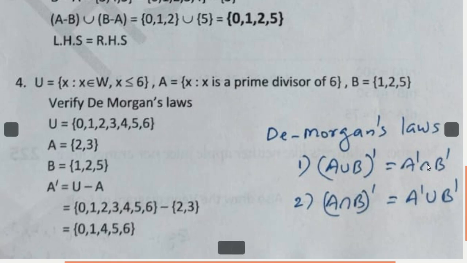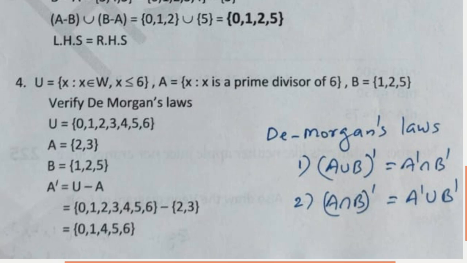Similarly, A complement intersection B complement. For this, we have to calculate A complement and B complement. What is A complement? A complement means the set of elements of the universal set other than A. So we have to eliminate elements of A from this U. What is U? This one. What is A? This one. So A complement means U difference {2, 3}. So you have to eliminate 2 and 3. Then the remaining are 0, 1, 4, 5, 6. So A complement means eliminate the elements of A from the universal set.